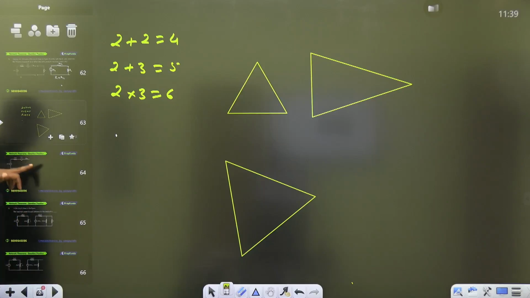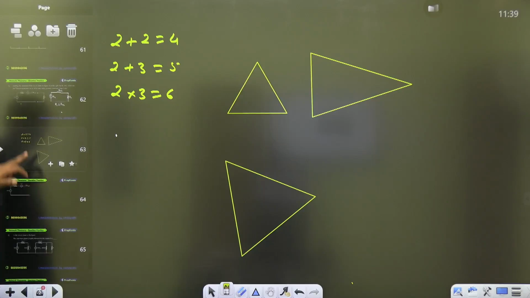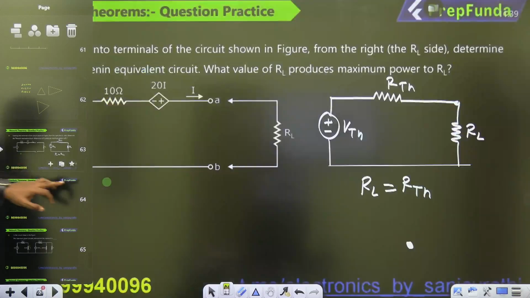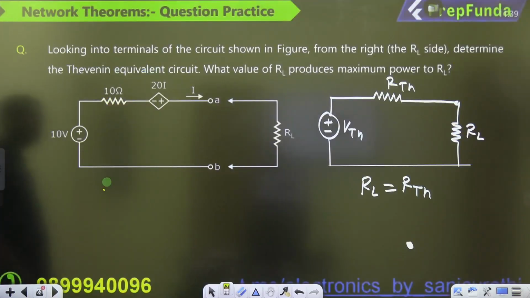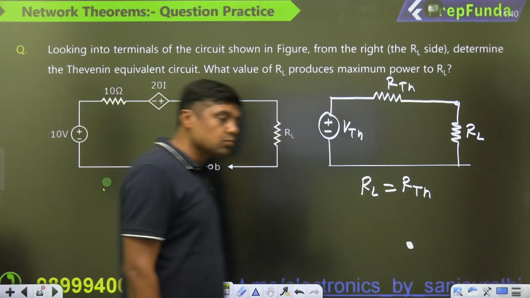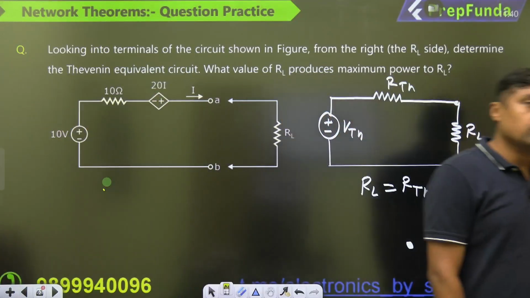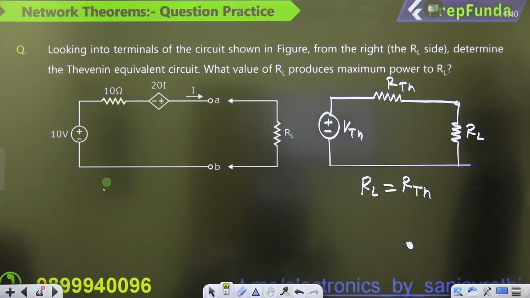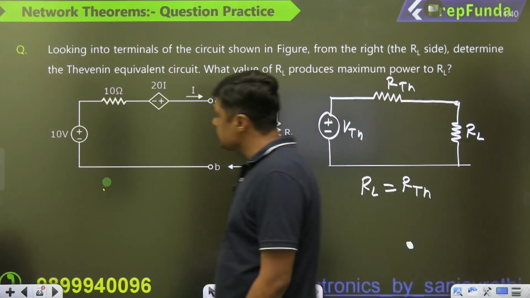Now watch it carefully. Looking into the terminal of the circuit shown in the figure from the right, determine the Thevenin equivalent. That is the last question. Next week again we will practice more and more questions. Get the command over that. Okay, so I have given a number of assignments. Try to solve those questions.